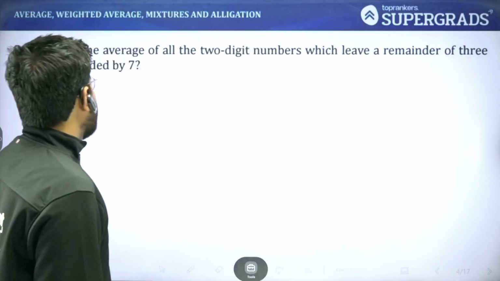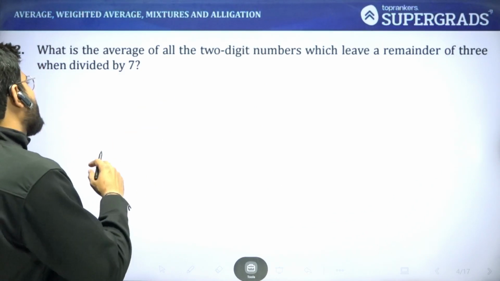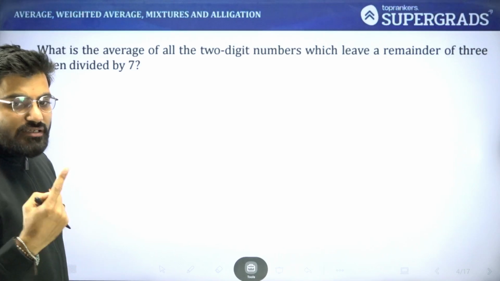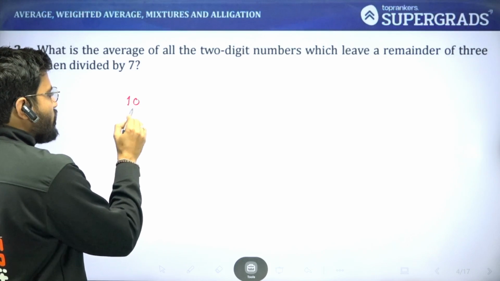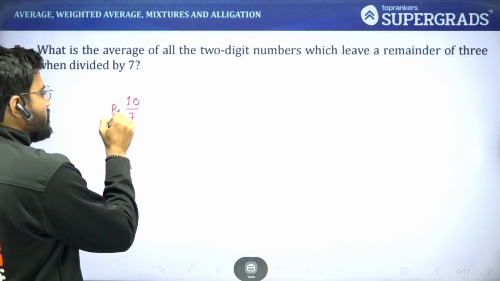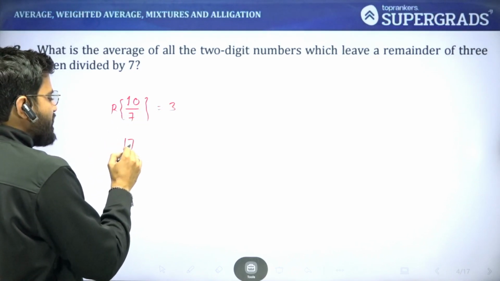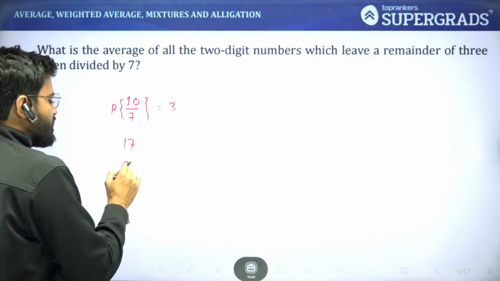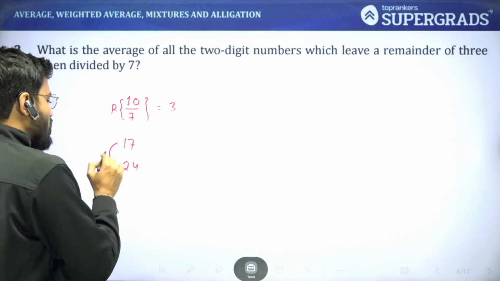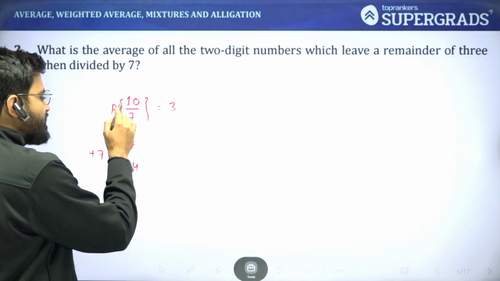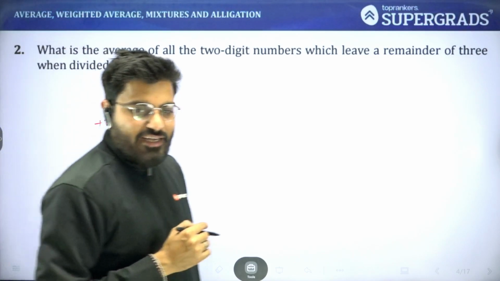Here we can say, what is the average of all two-digit numbers which leave a remainder of 3 when divided by 7? We have recently learned a concept. So the first two-digit number is 10, because when divided by 7, the remainder is 3. The next number is 17. The next number is 24. As you can see, from 17 to 24, how much are we adding? 7. From 10 to 17, how much are we adding? 7. It means they are in AP.